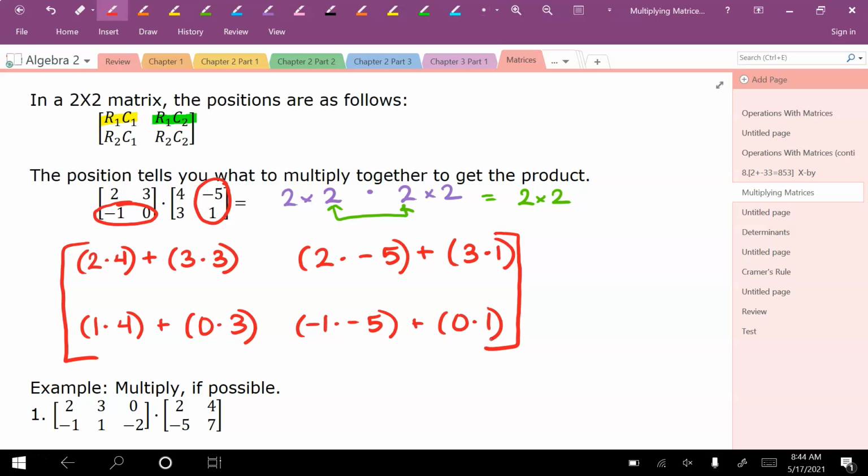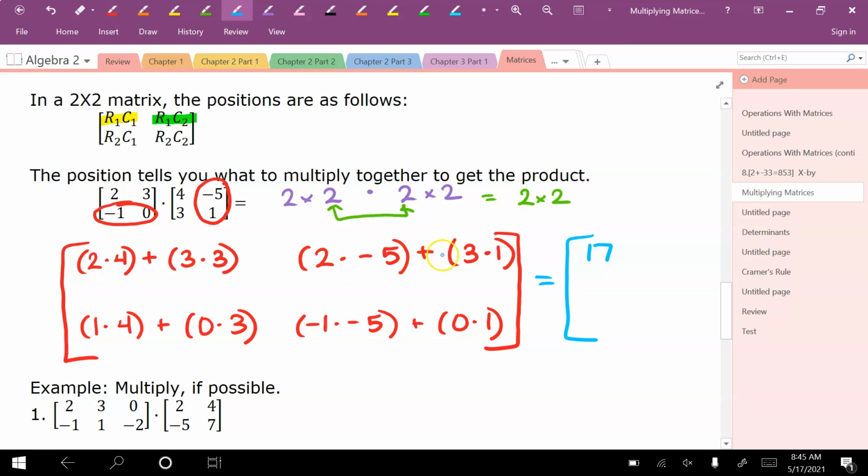Now at this point, to finish it off, you just need to actually do the multiplication and the addition. Make sure that you multiply the quantities first and then add them together. Follow your order of operations. Multiplication always comes first before addition. So this first one would be 8 plus 9, which is going to be 17.